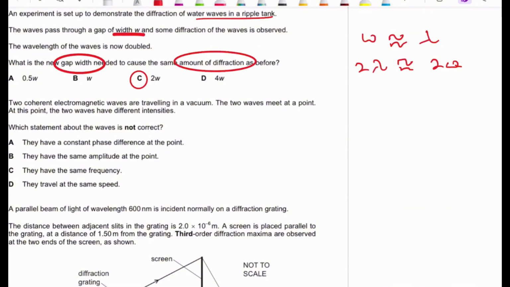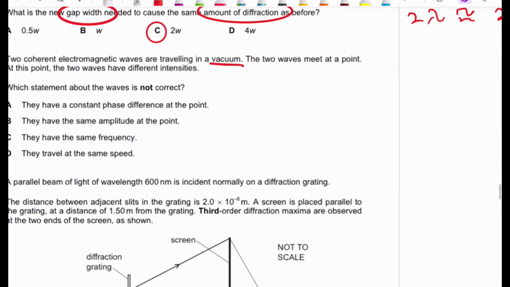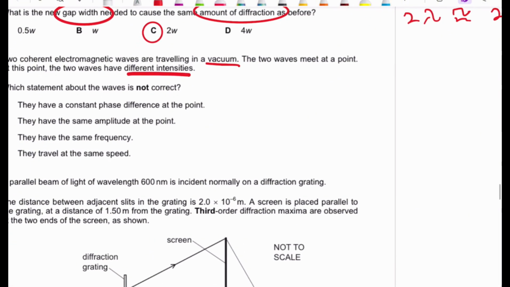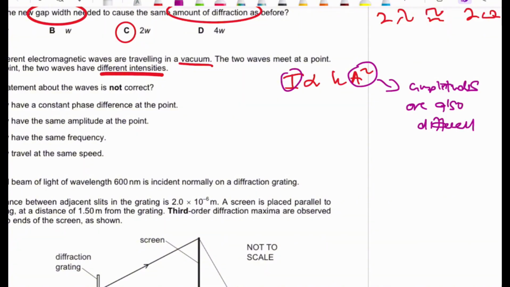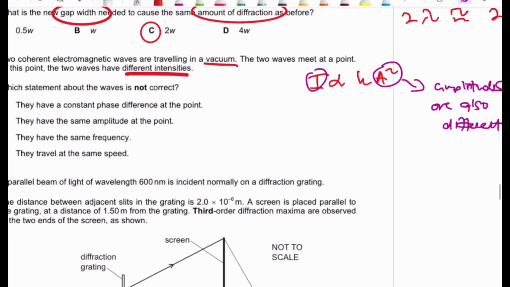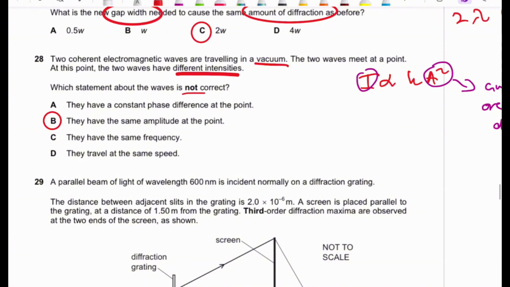I'll move on to question 28. Two coherent electromagnetic waves are traveling in a vacuum. They meet at a point. At this point, they have different intensities. Basically, we know that intensities are proportional to the amplitude squared. So if the intensity is different, it basically means that the amplitudes are also different. So they cannot have the same amplitude, meaning that the answer is B. They cannot have the same amplitude.